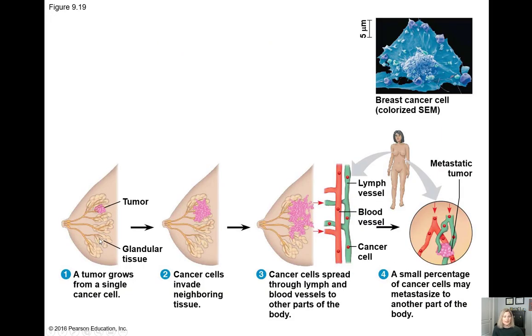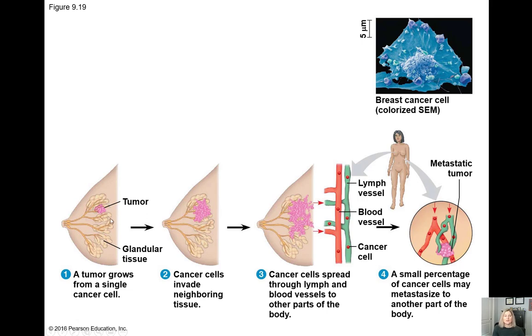So here's an example. Here we have a clump of abnormal cells growing inside this person's breast, and you can see that it's growing and it's invading other tissues. So this is a malignant tumor. And then notice it's going to start spreading into the blood vessels. As it spreads into the blood vessels, these abnormal cells are going to start getting carried through the body, through the circulatory system. And so that means that this person's cancer has metastasized, it's spread. Okay? And it can start growing in other areas of the body.